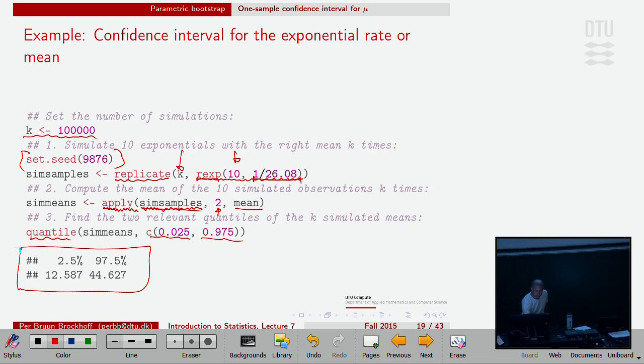Here's my result. This is the confidence interval from 12.6 up to 44.6. A confidence interval for the exponential mean of 10 in 2 minutes. You would have to take one or two classes more here. I don't even think we teach it explicitly in some of our classes here, apart from me. You're so lucky. Yes, question?